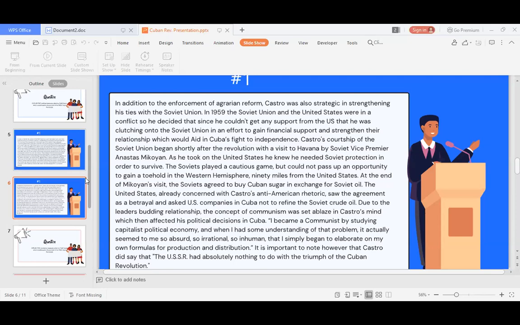I became a communist by studying capitalist political economy, and when I had some understanding of that problem, it actually seemed to me so absurd, so irrational, so inhuman, that I simply began to elaborate on my own formulas for production and distribution.